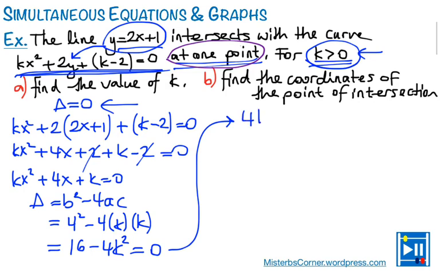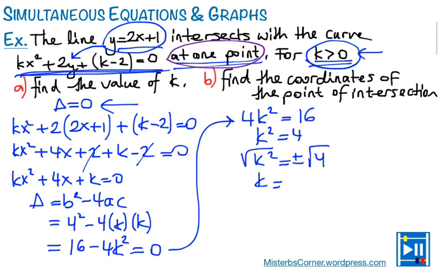This means 4k squared is 16 and k squared is 4. If I take the square root of both sides, I end up with plus minus square root of 4, which would be plus minus 2, but of course I'm going to end up with the positive value as required. So for k equals 2, which is the answer to part A, now I'm going to substitute that value into the equation and find the point of intersection.